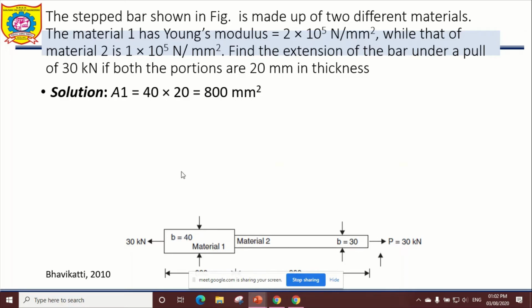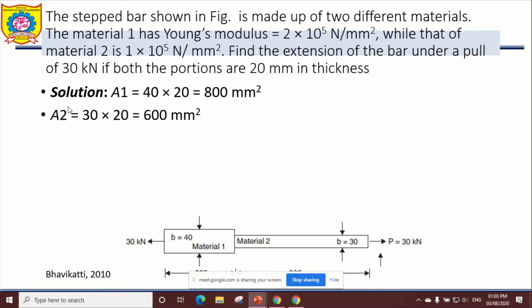So from that we will find out the total change in length by adding the change in length of the first part and then the change in length of the second part. So when you add that, we can find out the total change in length. So delta L will be equal to delta L1 plus delta L2, where delta L1 is the total deformation of part number 1 and delta L2 is the deformation of part number 2.